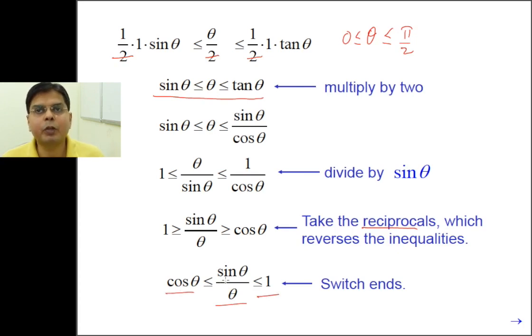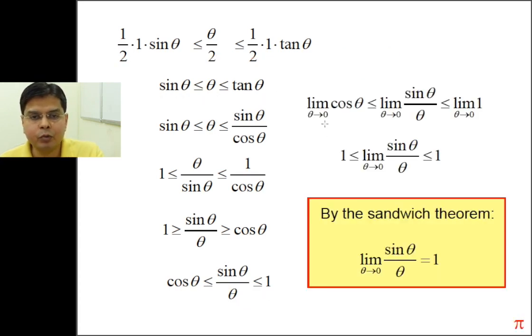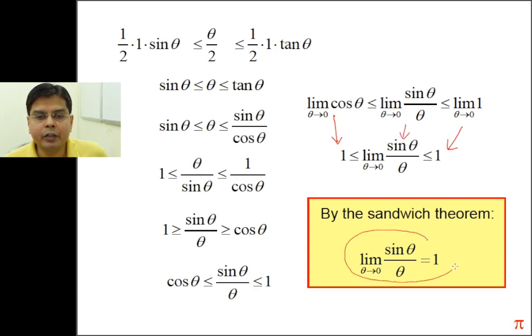Now at this step I will use the sandwich theorem. You see, cos theta is less than or equal to sin theta by theta, which is less than or equal to 1. If I take the limit as theta tends to 0, cos theta will go to 1 and the limit of 1 is obviously 1. So by the sandwich theorem, the limit as theta tends to 0 of sin theta by theta is equal to 1.